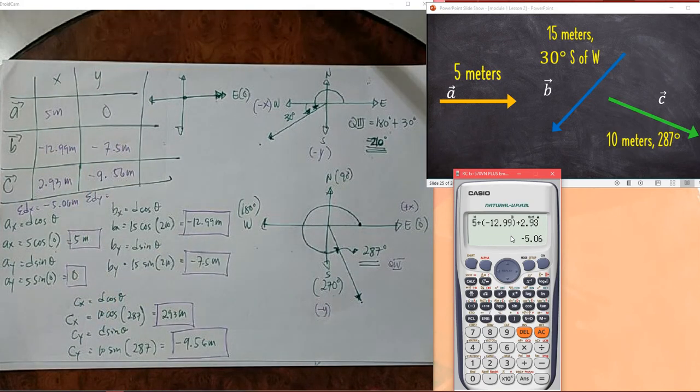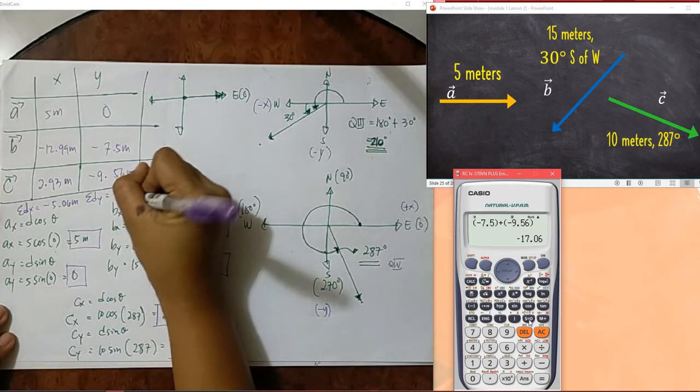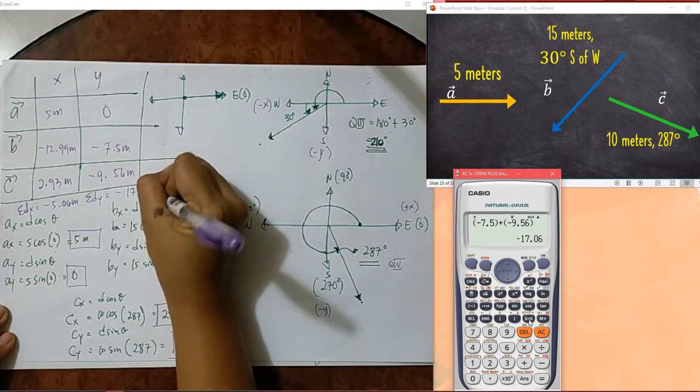We have negative 7.5 added to negative 9.56. That is equal to negative 17.06. Negative 17.06 meters.